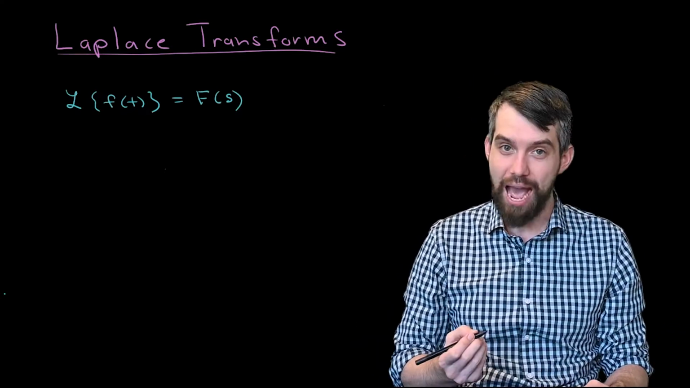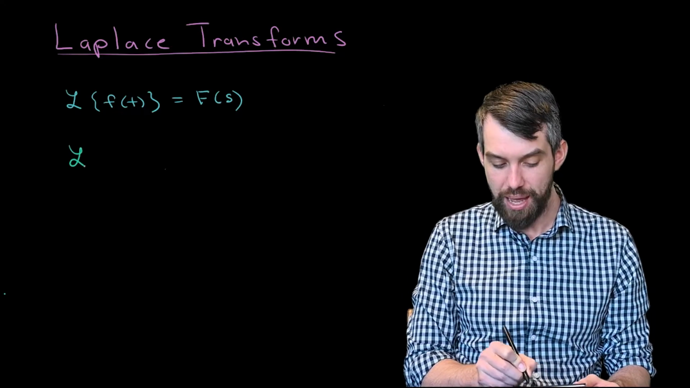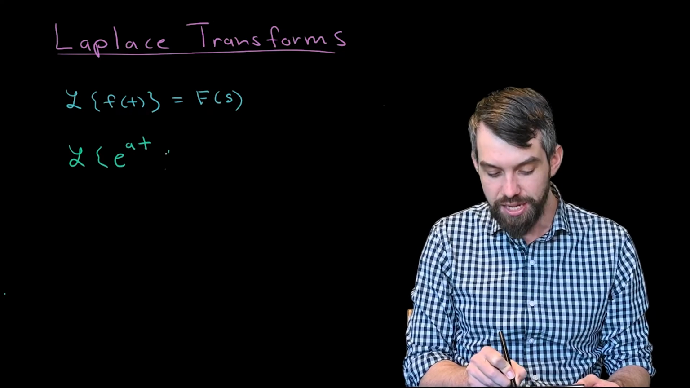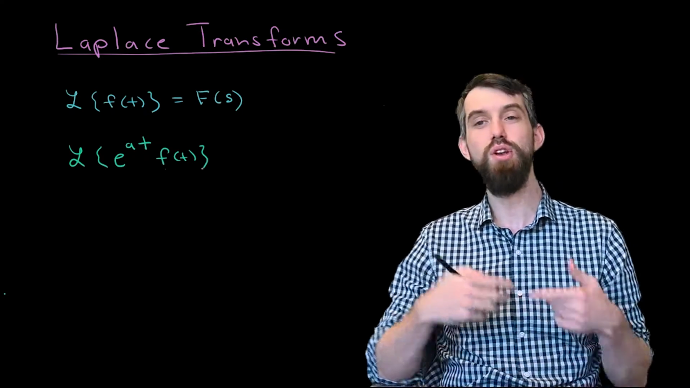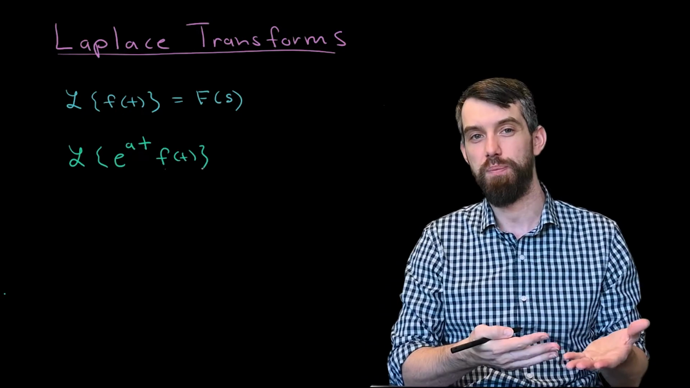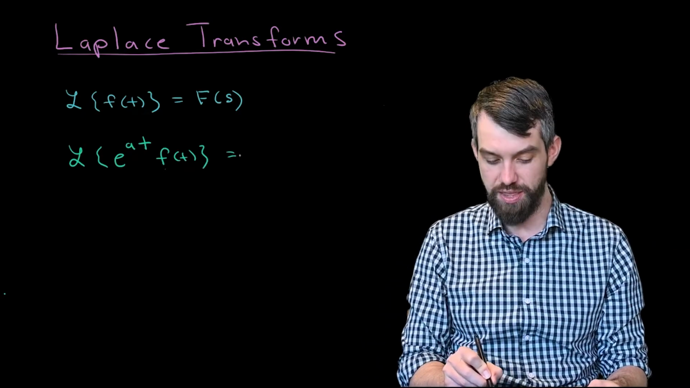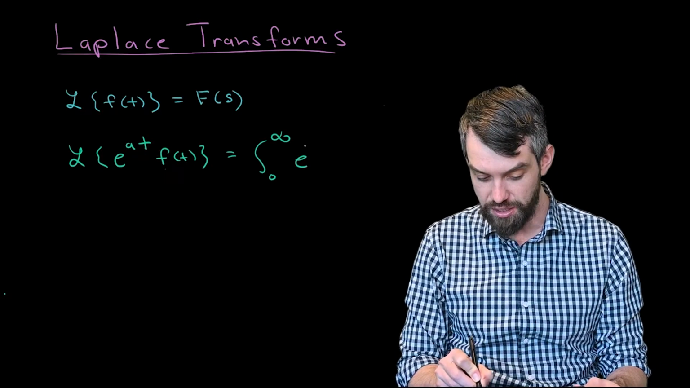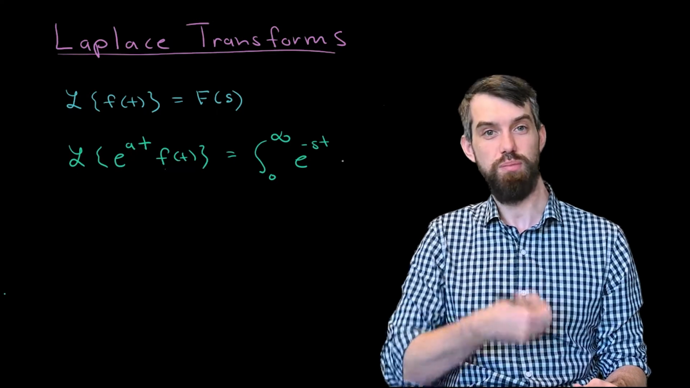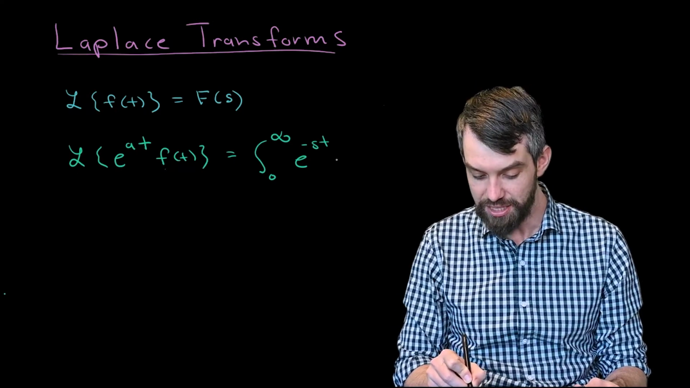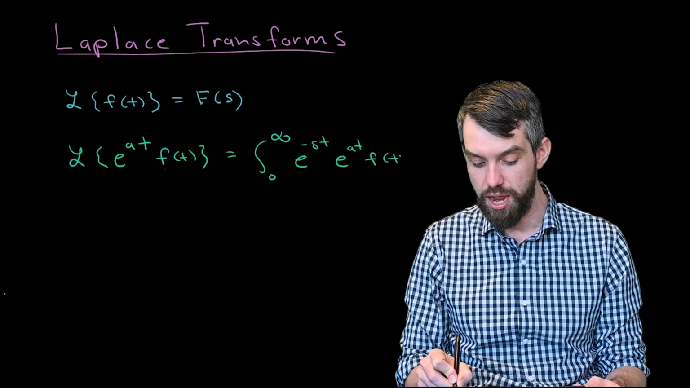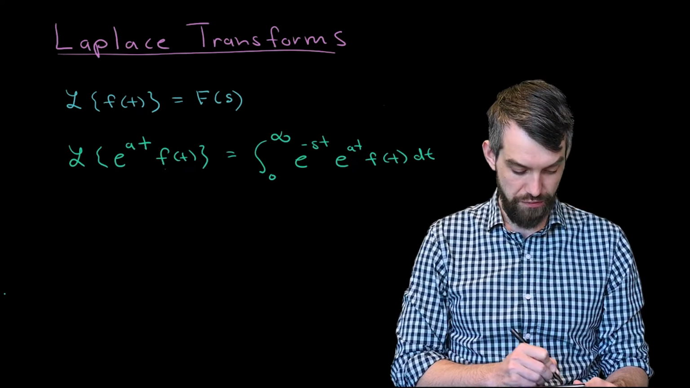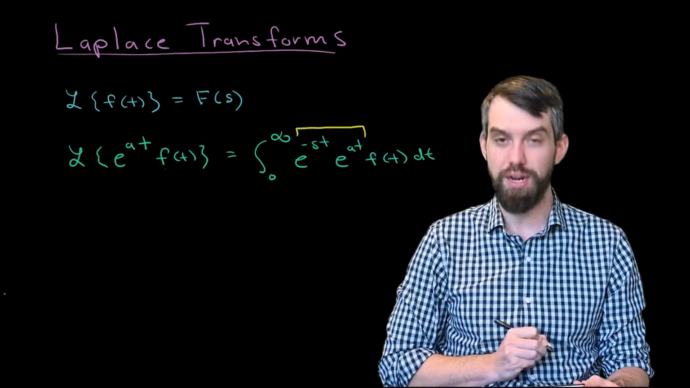So what I want to do now is investigate not the Laplace transform of f, but the Laplace transform of e to the at times f of t. That is, I want to know what happens when I multiply by some exponential. Now, by definition, this Laplace transform is the integral from 0 up to infinity of e to the minus st times whatever I'm taking the Laplace transform of. In this case, it's e to the at times f of t, and all of that is integrated with respect to t.